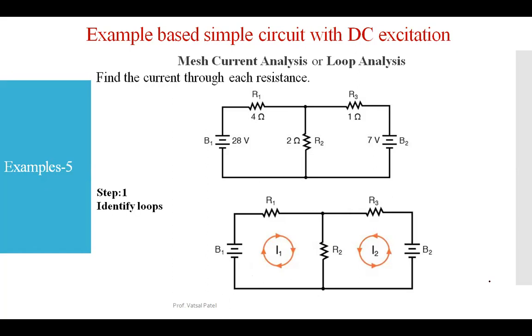So I1, if you see, is rotating in the clockwise direction and I2 is rotating in the anti-clockwise or counterclockwise direction. You can select the direction, but at the end, whatever the final answer you are getting, you have to write with the correct direction. So this is the first step, that we have to identify the loops here.